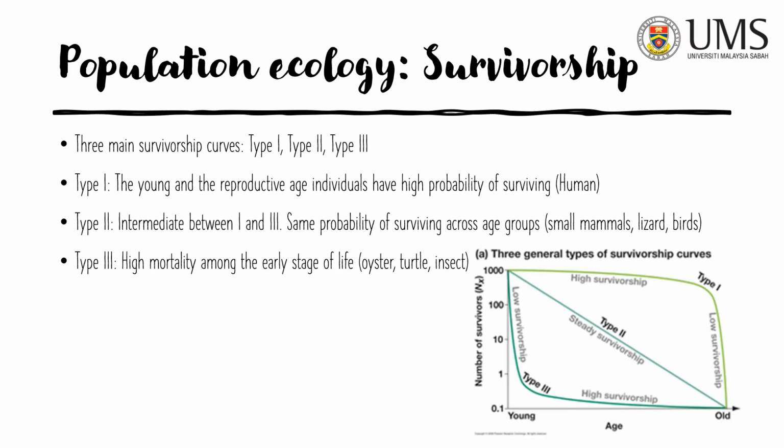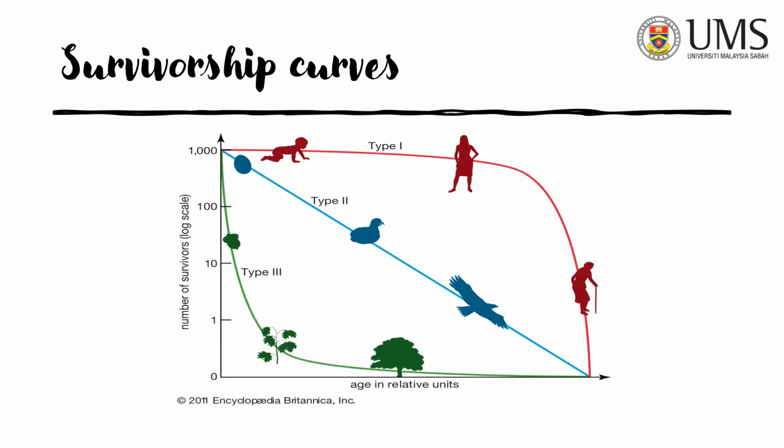For example, turtle. There are many eggs of the turtle, but not all the baby turtles survive into adulthood. Maybe one or two just survive, because there is high mortality among the turtle eggs and also the baby turtles. These are clear examples of species with their own survivorship curves. Type 1 we have human, type 2 we have duck and birds, type 3 we have plants, and also oyster or turtle.